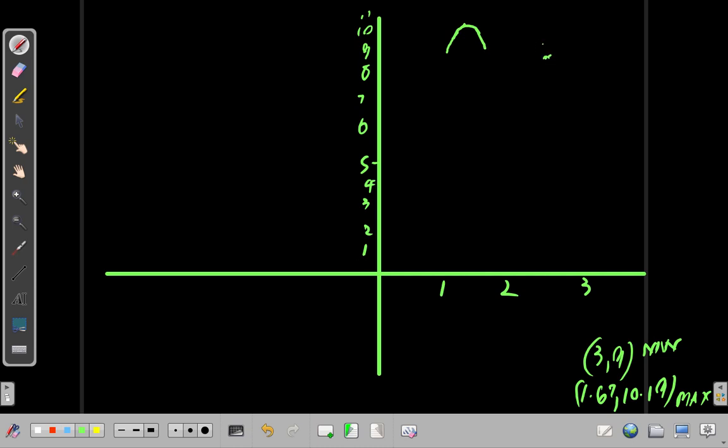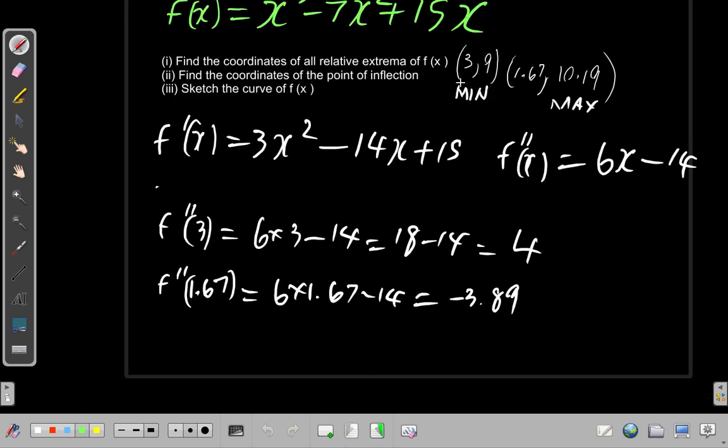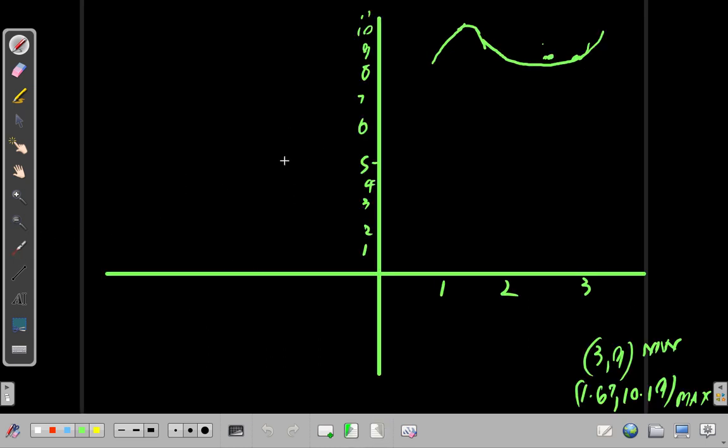So 3.9, a bit far. So the curve is going to be shaped somewhat like this. Right? Now, we're going to draw the rest of the curve a little later, but find the coordinates of the point of inflection. Now, the point of inflection is going to be somewhere within this region between the two extrema.